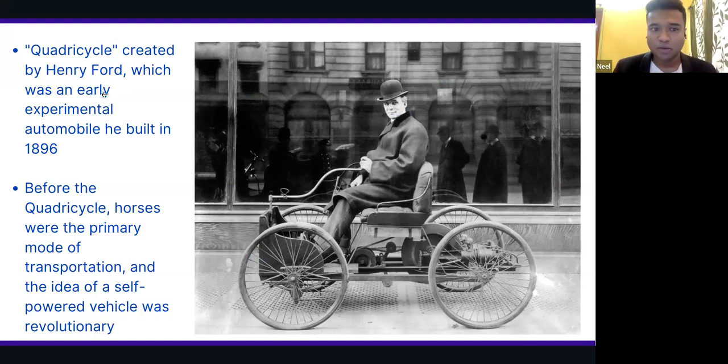Before him, the main transportation mode was using horses. Can you believe that people were using horses? It happened in the year 1896. People were using horses for transportation, for moving from one place to another. And this guy, our Henry Ford, comes up with an idea. Okay, we are not going to use horses. We will build something which will be faster, completely a different technology, and it's revolutionary.